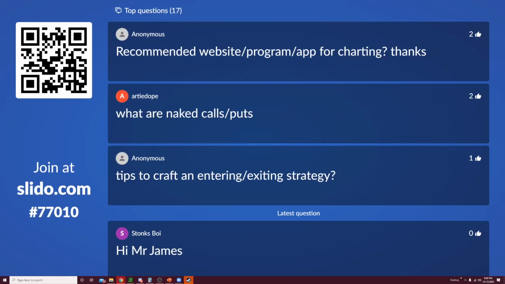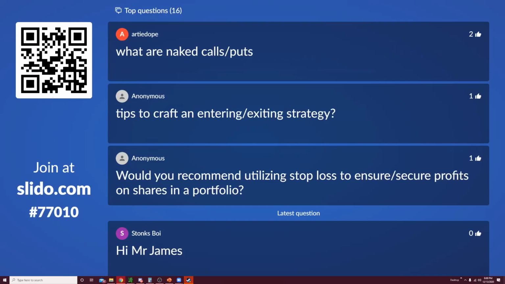Recommended website, program, or app for charting. Most of us use Thinkorswim by TD Ameritrade. Also, TradingView is not bad as well. You can take a look at that. TradingView is free.